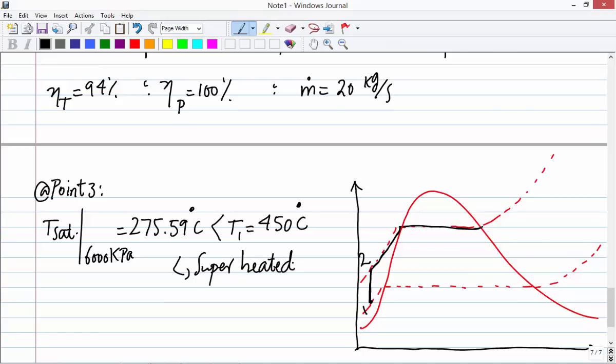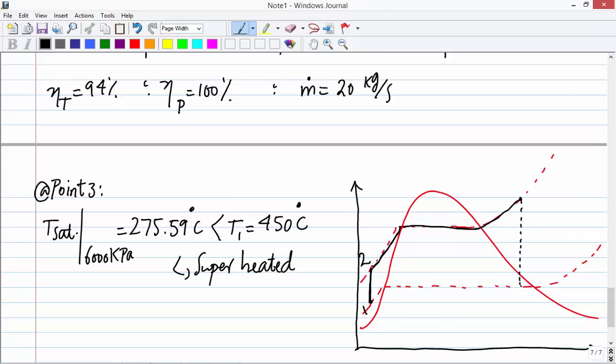Therefore, I need to go a little bit higher, right? Like there, here. So I pass the saturated vapor, and then the turbine is not working isentropically.